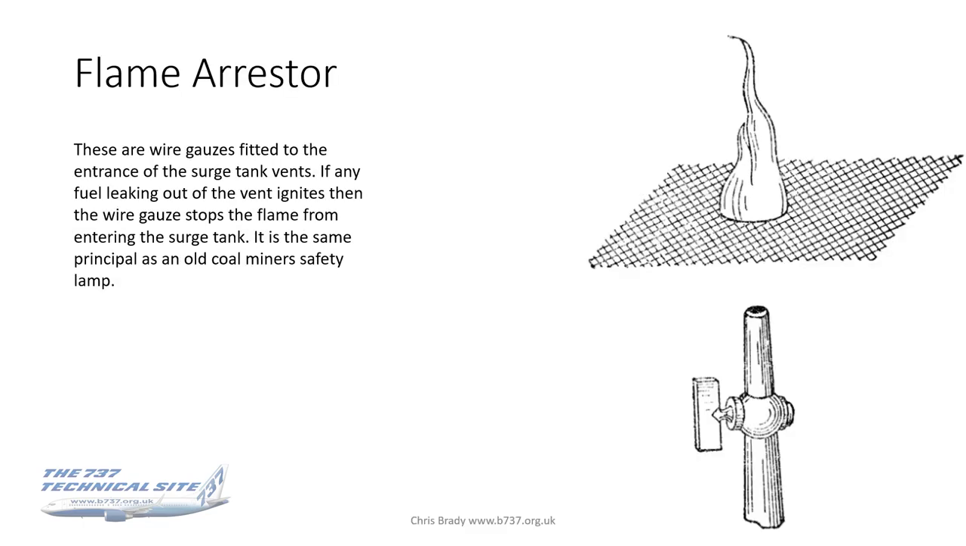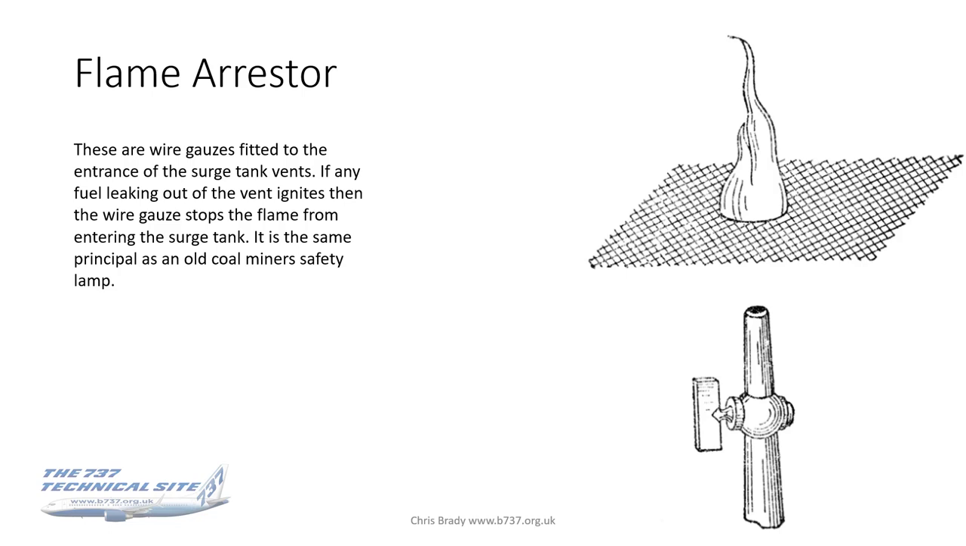Now, behind that vent, there is a wire gauze fitted to the entrance of that surge tank. Well, actually not on all aircraft, but on most. And this is what's known as a flame arrestor. So if any fuel were to come out of the vent in an overfueling scenario, and were to ignite on the apron, the wire gauze will actually stop the flame from entering the surge tank.